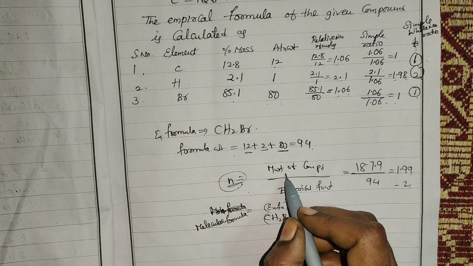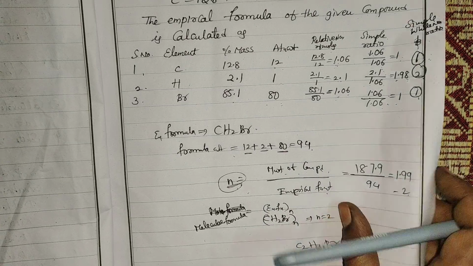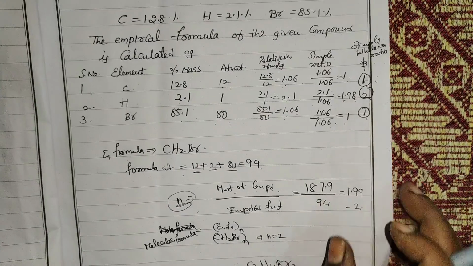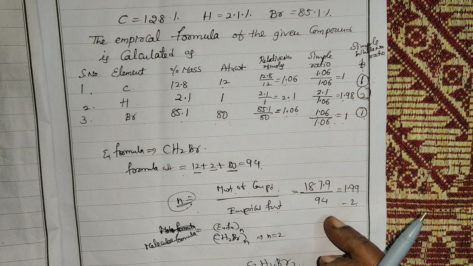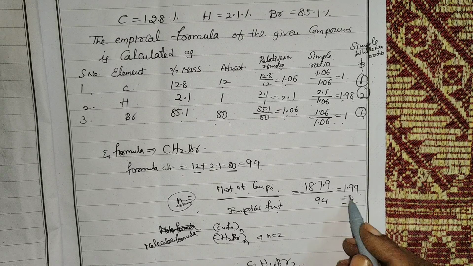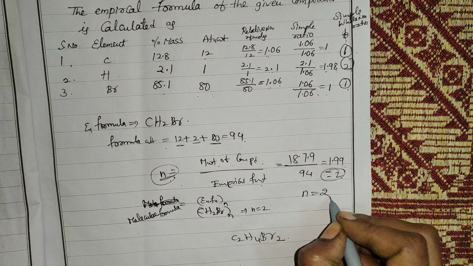N value: molecular weight of the compound divided by the empirical formula weight. The molecular weight of the compound is already given in the data, 187.9, so 187.9 divided by 94. Then you get approximately 1.99, which is nothing but 2. So we have to consider the N value as 2.